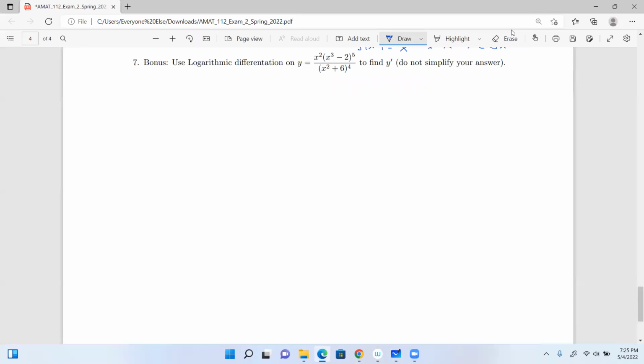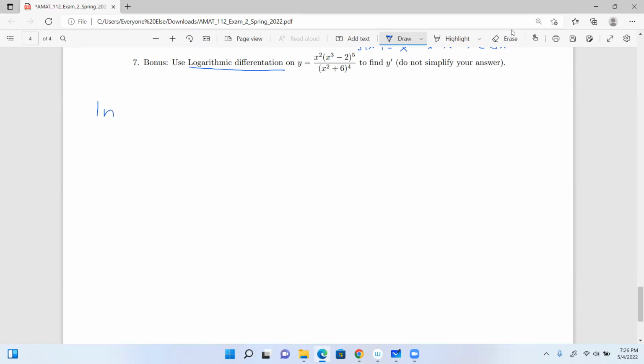So for this one, a lot of people didn't use logarithmic differentiation. They just tried maybe quotient rule. And that is not going to be as nice if you do quotient rule. It's possible to do it, but it's not as nice, because there's going to be a quotient rule mixed with the product rule and the chain rule, and it just gets really messy.